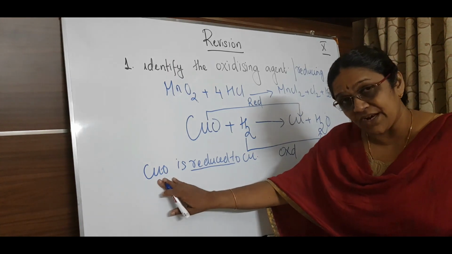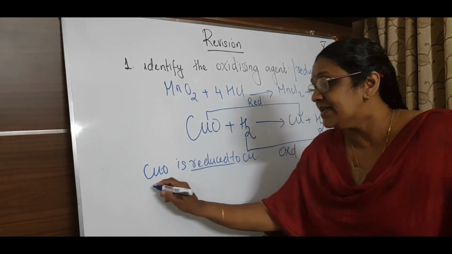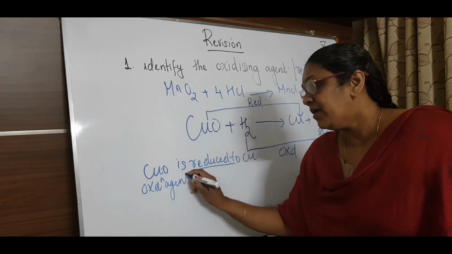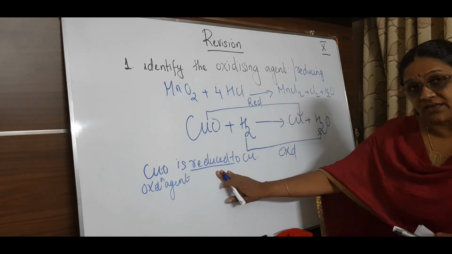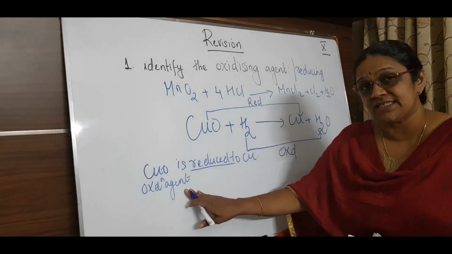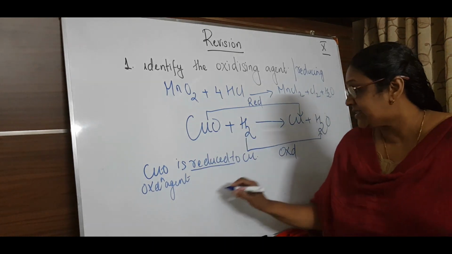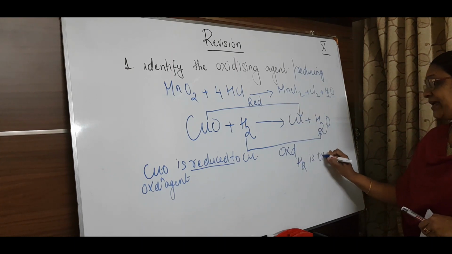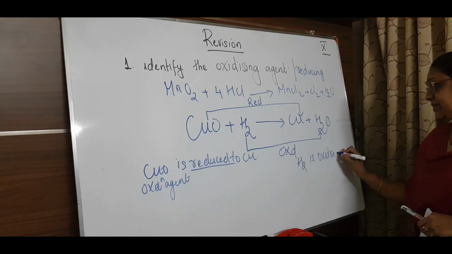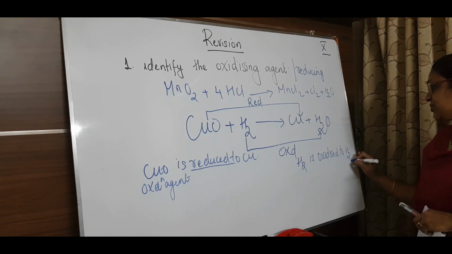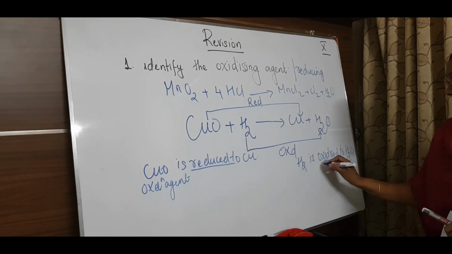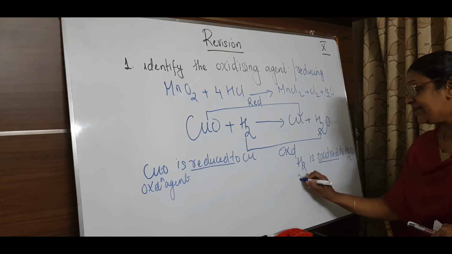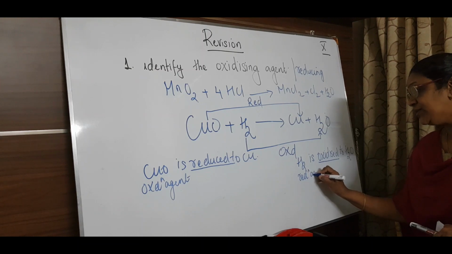Now whatever is reduced, that is the oxidizing agent. See, that is a funda. Now what is oxidized? Hydrogen is oxidized. You have to write like this. Oxidized to what? Oxidized to water. So hydrogen is oxidized to water. Now what will be the reducing agent? Hydrogen will be the reducing agent.